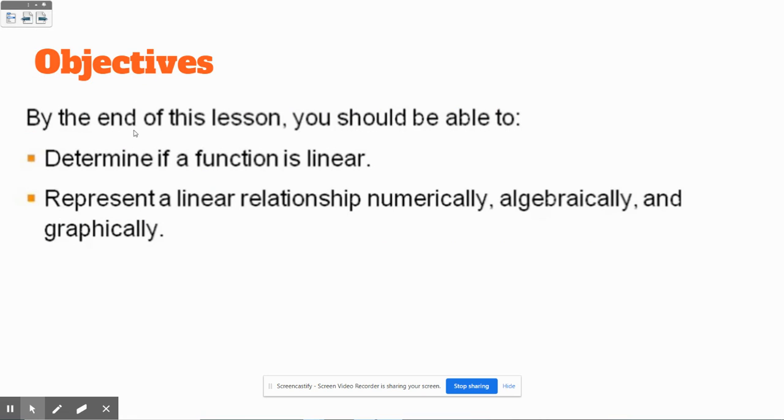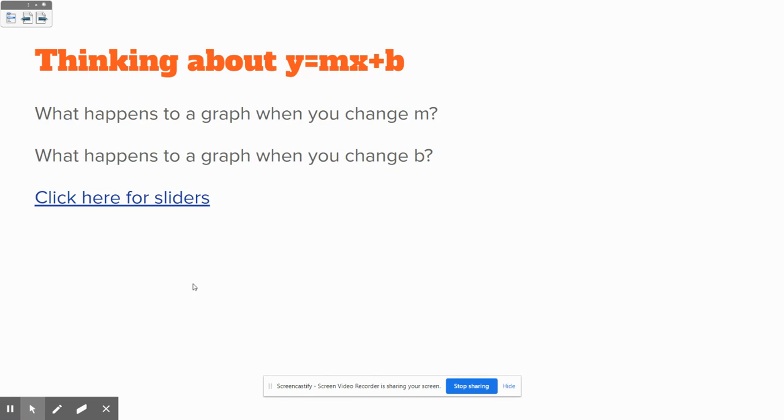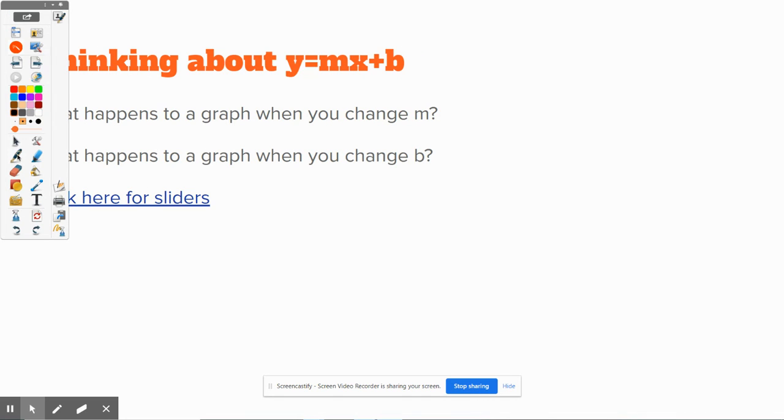Okay, here are our objectives. By the end of the lesson, we're going to be able to determine if a function is linear and then do it with some numbers, algebra, and graphs. Okay, so you've all seen this equation before. Y equals mx plus b.